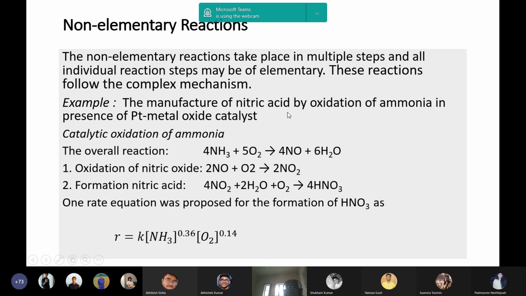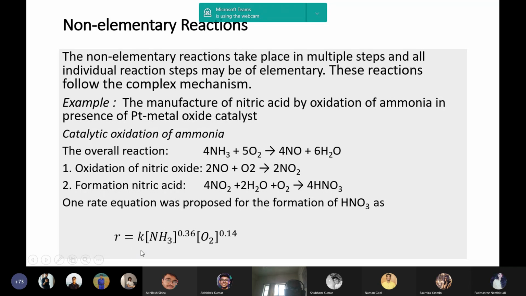Manufacture of nitric acid by oxidation of ammonia. Different steps are involved. The overall reaction is oxidation of ammonia giving nitric oxide plus H2O, and oxidation of nitric oxide giving nitrogen dioxide, and nitrogen dioxide giving nitric acid. And this formation of nitric acid is given by this rate kinetics.